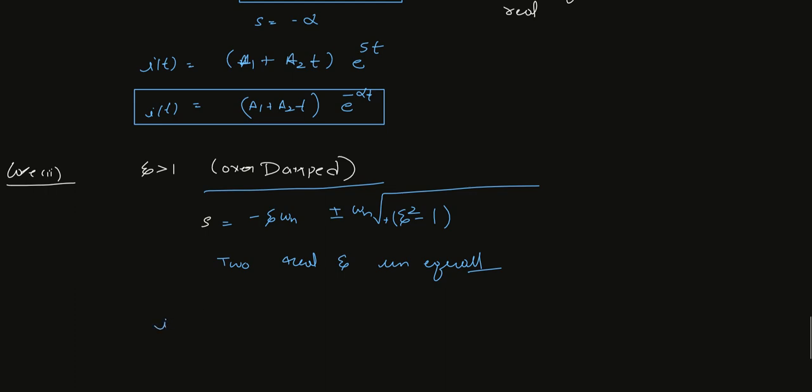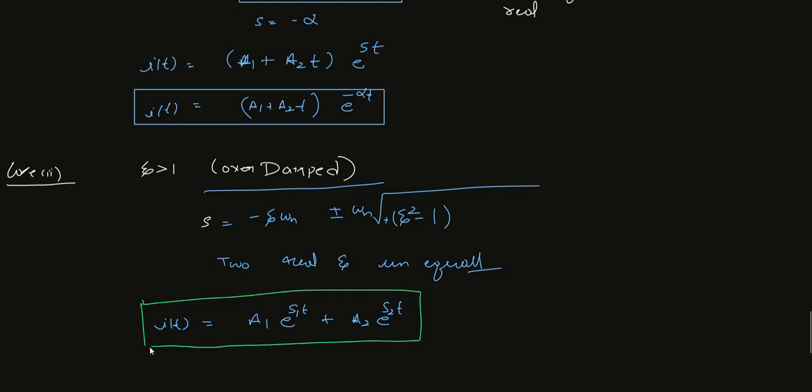So the solution will be i of t is equal to a1 e power of s1t plus a2 e power of s2t. Okay, so this is the equation for the overdamped system.